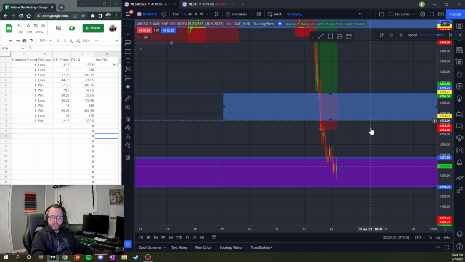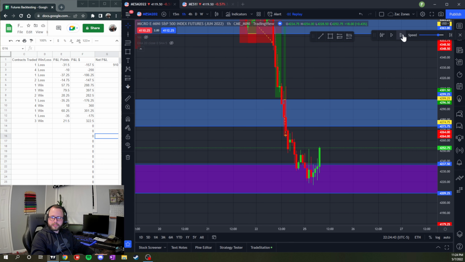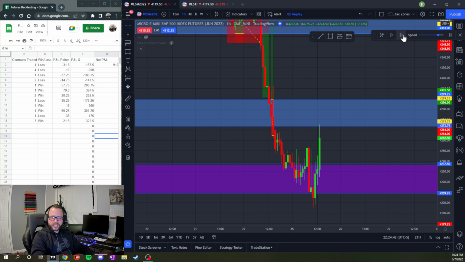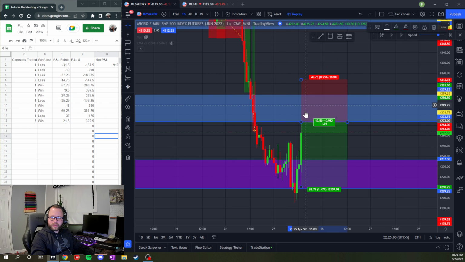So after seeing this, I would be looking for a type 1 short. Are we going to get it? There it is. Type 1 short. April 25th at 1 o'clock in the afternoon. Put my stop. It has to be a little bit closer.